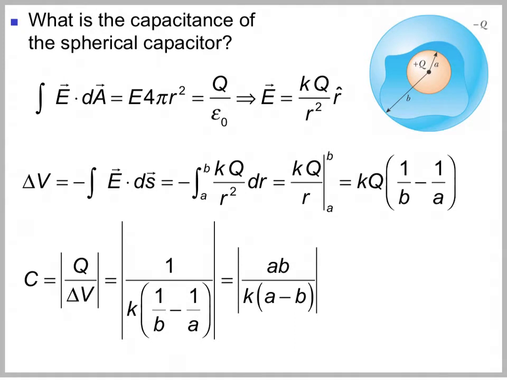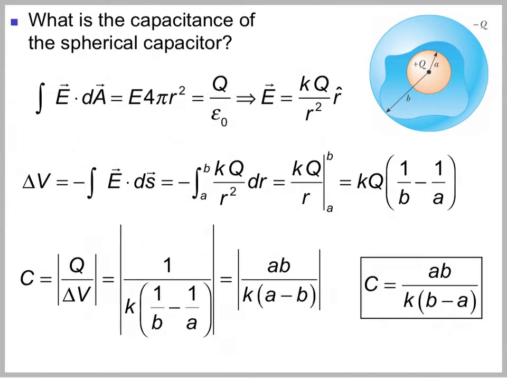The capacitance then is Q over delta V, where the Q's go away. You get 1 over K times 1 over B minus 1 over A, and we can find some common denominators and clean it up. And we see the capacitance is AB over K times A minus B. Notice again that it only depends on the geometry of the system, not on the charge. By the way, we can see here that A is less than B, so this number would be negative, so we can switch them and then everything would be positive. So the capacitance is AB over K times B minus A.